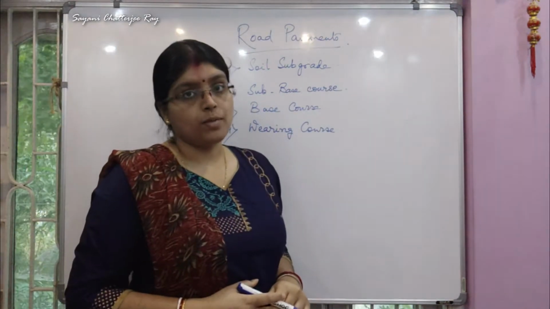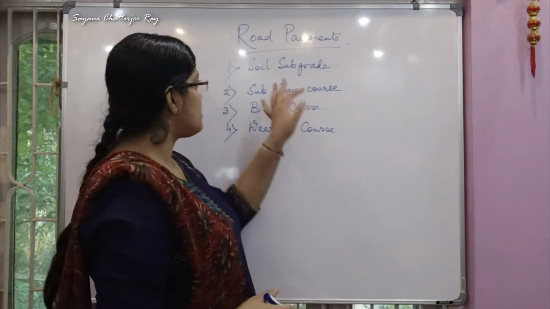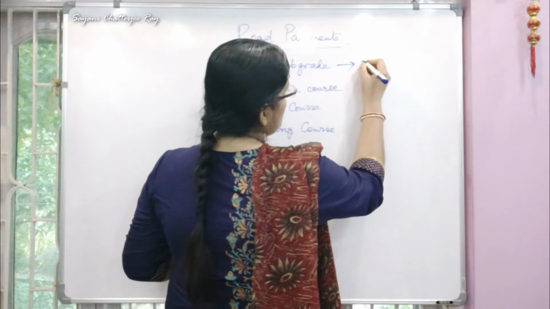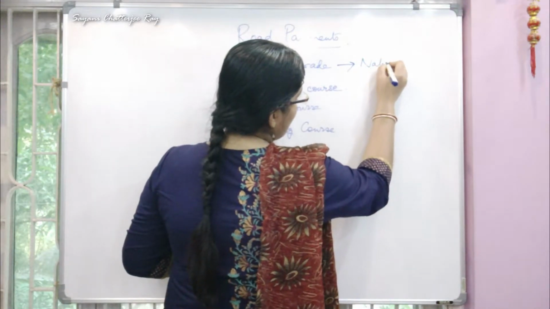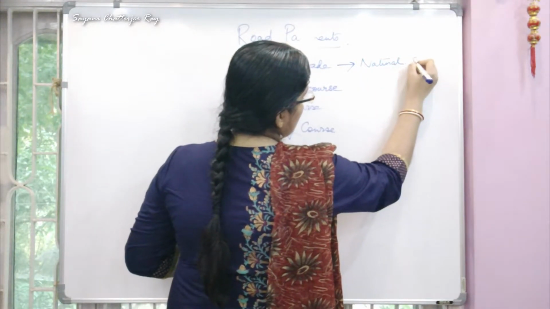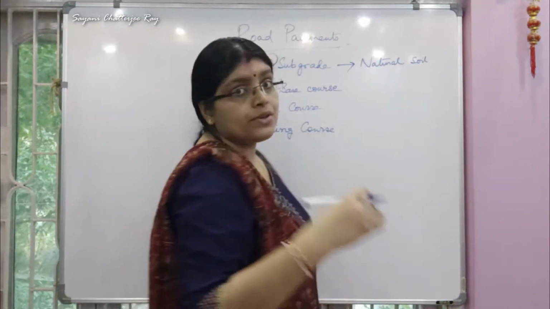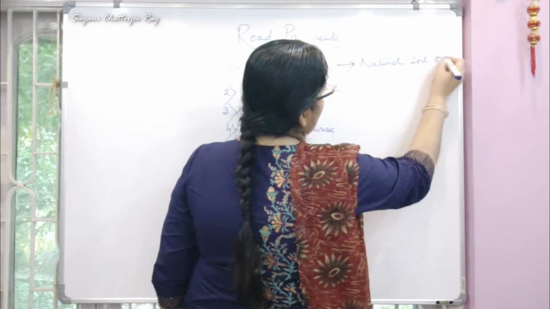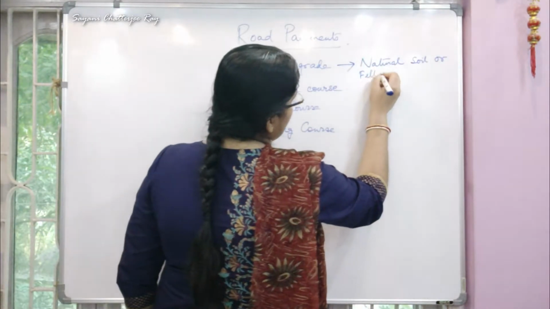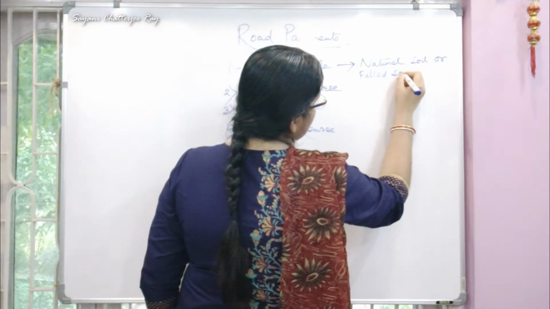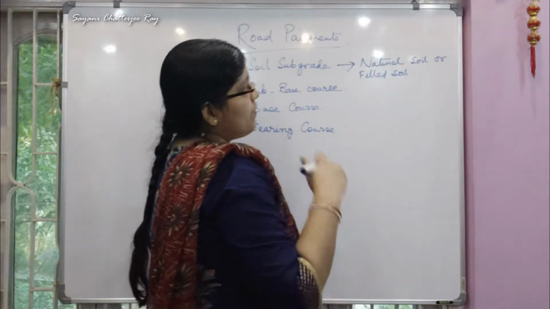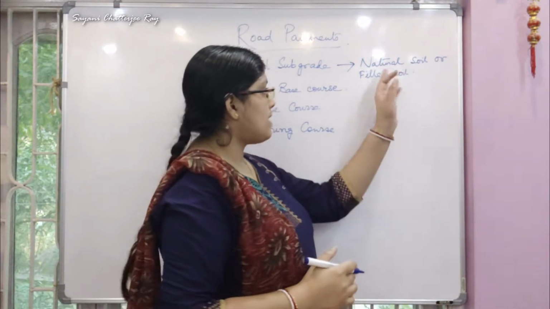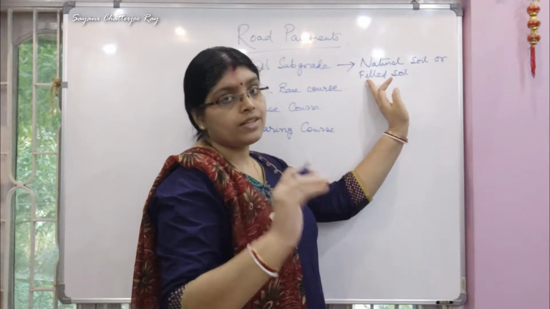The first pavement component, as we have already seen, is the soil subgrade. It is basically a layer of soil. It is a natural soil layer, or we can also fill soil to make a soil subgrade. So it can also be a filled soil in case the level is low and we need to fill that level with a soil layer. So that is why I am using the term filled soil.